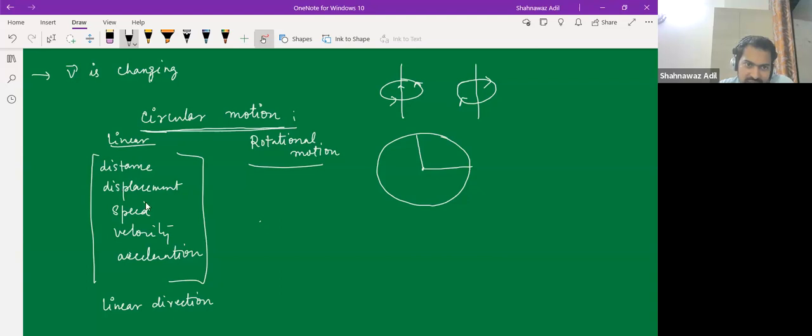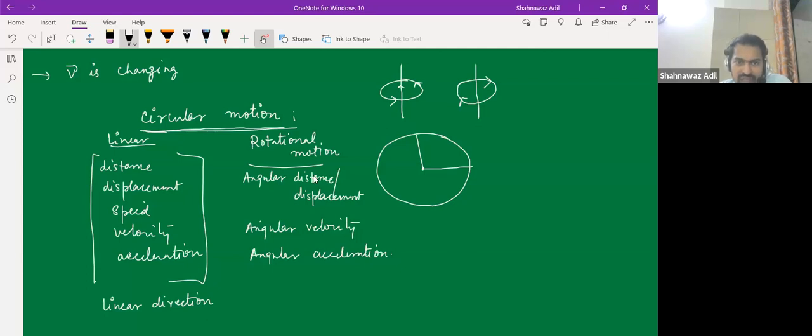So distance or displacement would be changed by angular distance or displacement, and speed or velocity would be changed by angular velocity, and acceleration will be changed by angular acceleration. Okay, so these are the rotational analogs of linear motion, right? In circular motion, all these things change to this one.